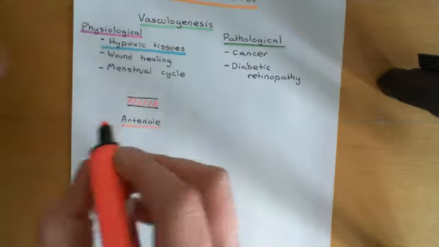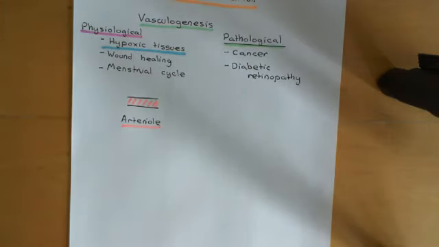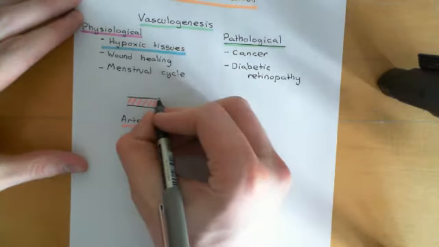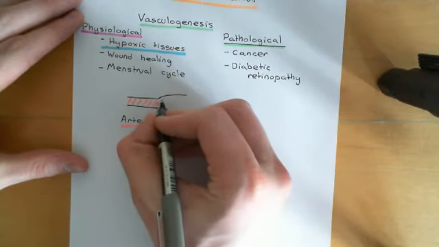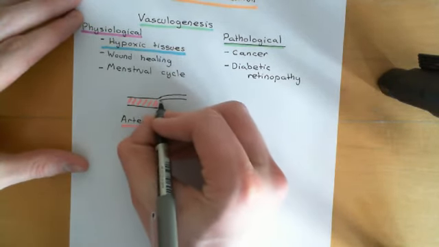So we'll colour in the arteriole in red. Now what's going to happen is the arteriole is going to split up and branch into loads of much smaller blood vessels, which are the capillaries.